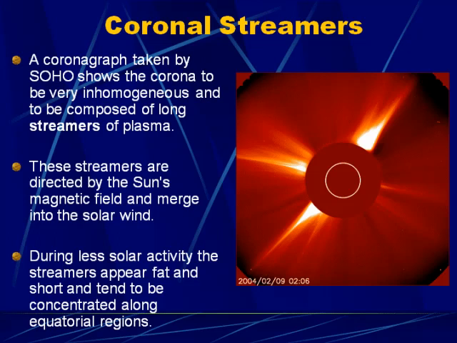And it's actually composed of these long streamers of plasma that simply reach out into space. The streamers themselves are directed by the sun's magnetic field. And again, they represent places where the solar wind perhaps is leaving the sun.